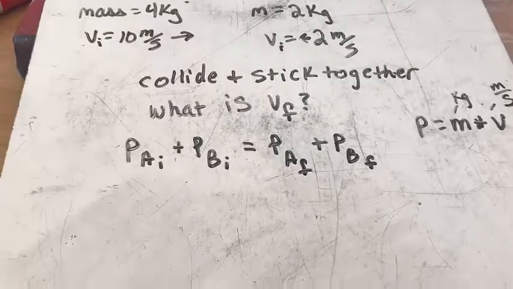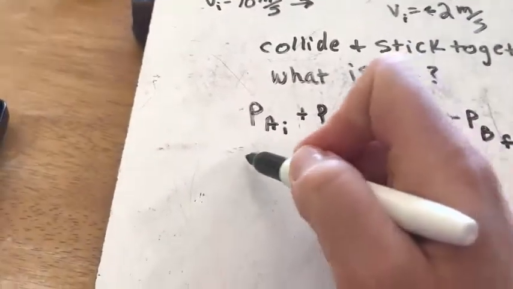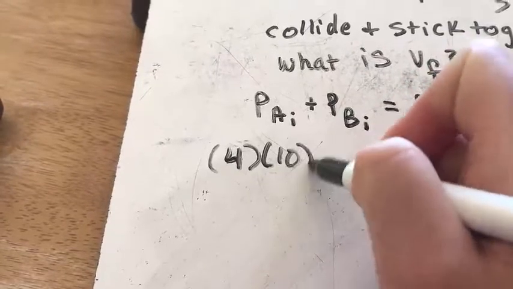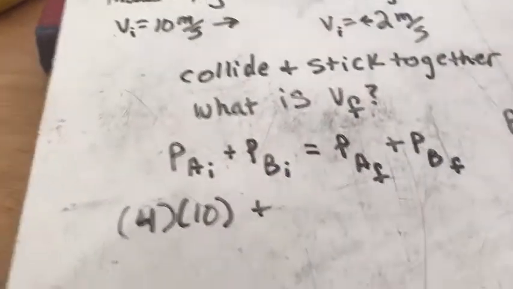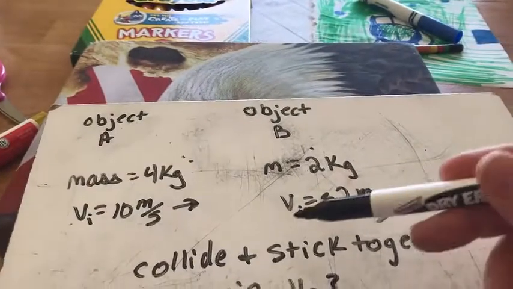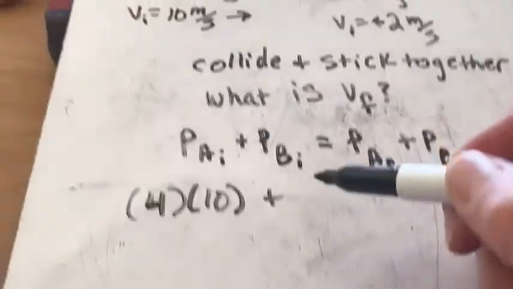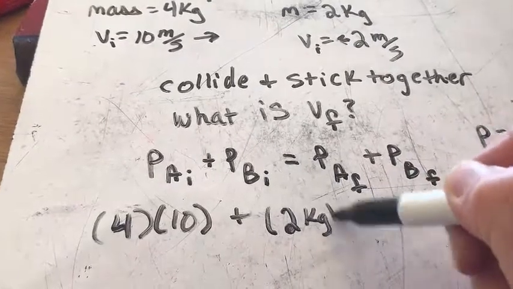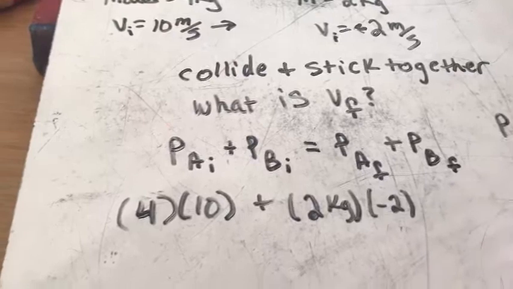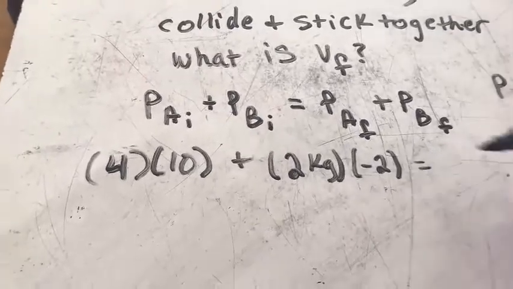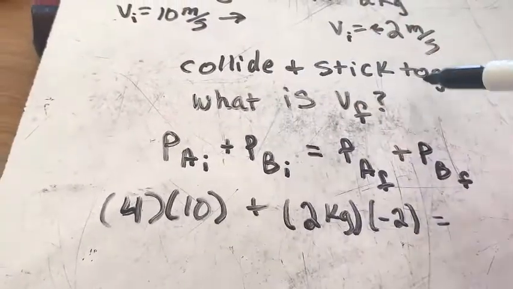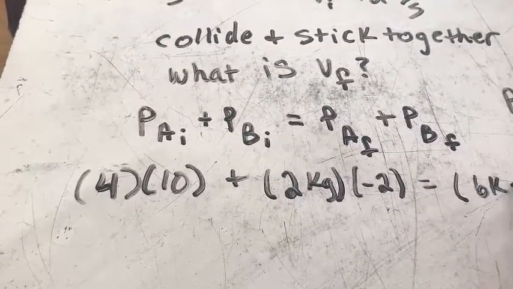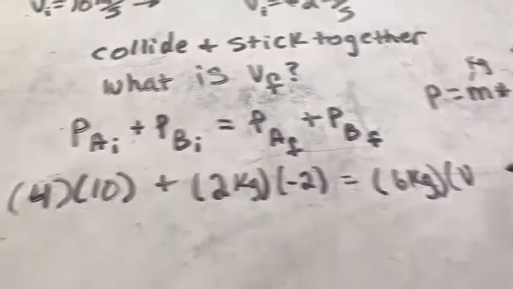Again, our initial momentum of object A is going to be its mass, which is 4, times its velocity, which is 10. And then our initial momentum of object B. Since object B is moving towards the left, we would say that its velocity is -2. So we take its mass, which is 2 kilograms, times its velocity, which is -2. And then that's going to be equal to, again, they collide and stick together, so our total mass, which is 6 kilograms, times whatever our final velocity is.